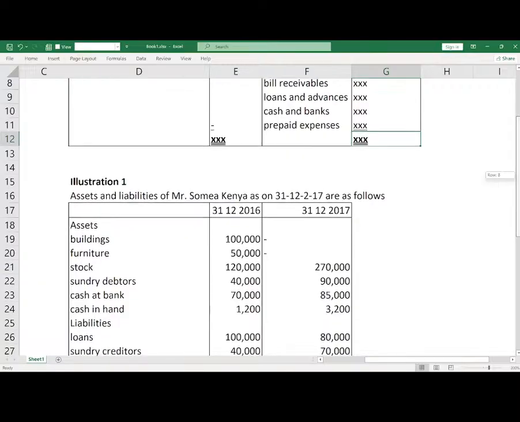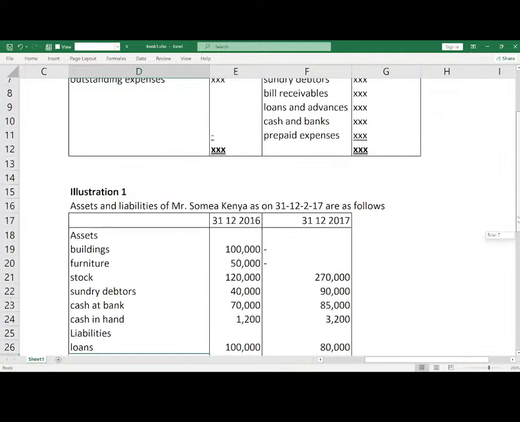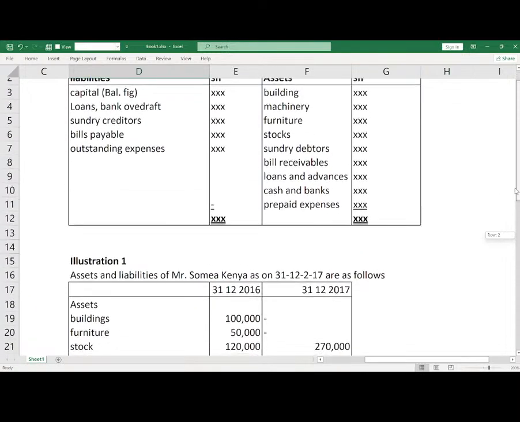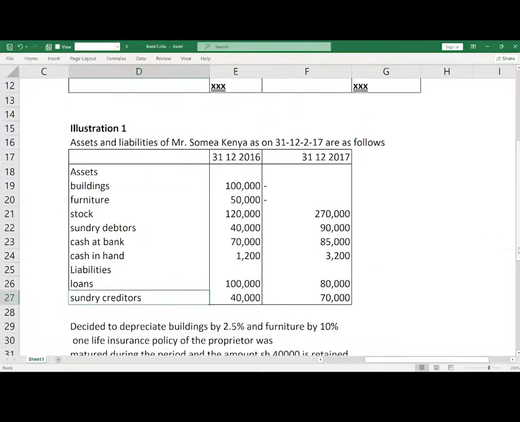So in order to understand this, let's take this illustration below and see if we can get something out of it. Illustration: you have assets and liabilities of Mr. Somia Kenya for 2016 and 2017 as follows. So you have the assets and liabilities for these two years. The assets are building, furniture, stock, sundry debtors, cash in hand, bank. Liabilities: we have loans and sundry creditors. So we are going to utilize the same format as you can see above. Take a minute, take a screenshot of that question.